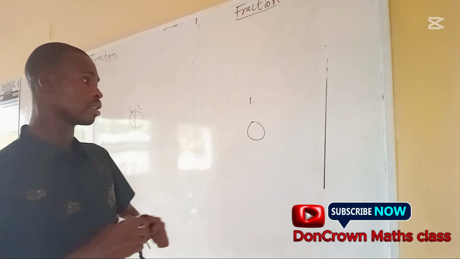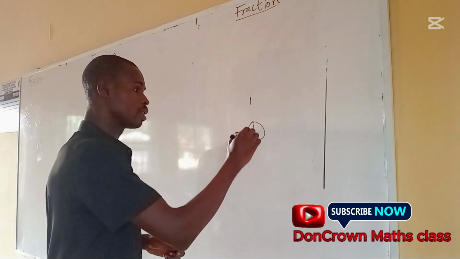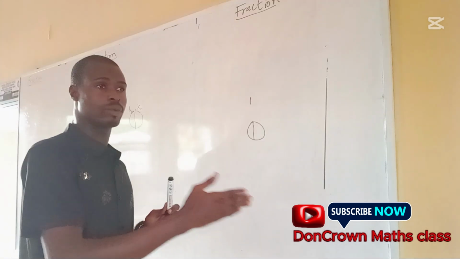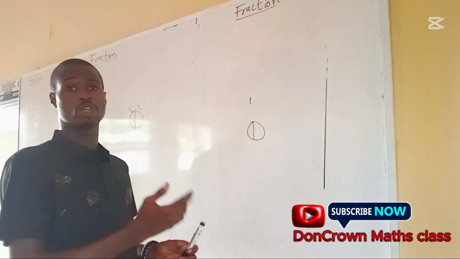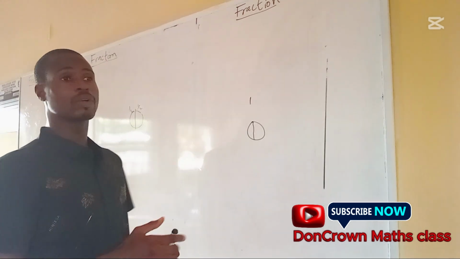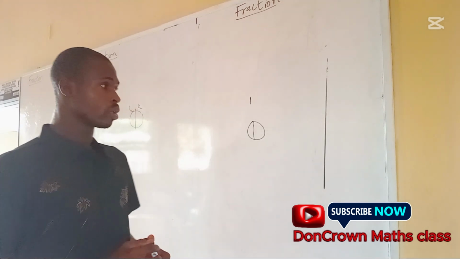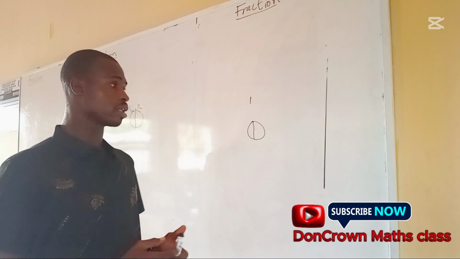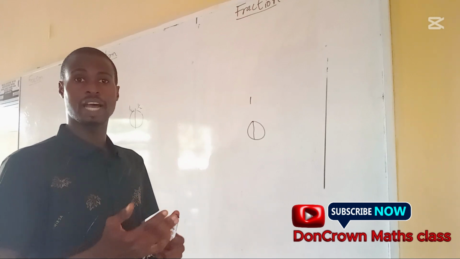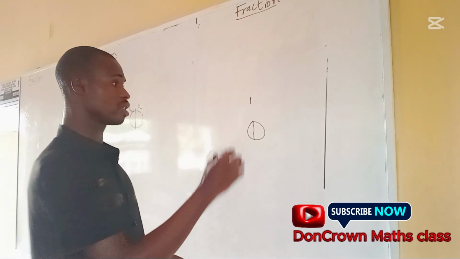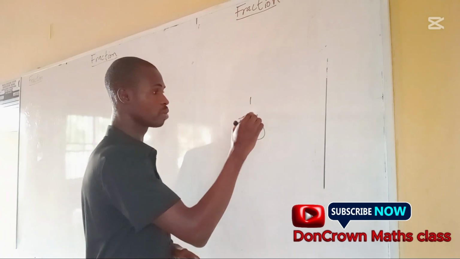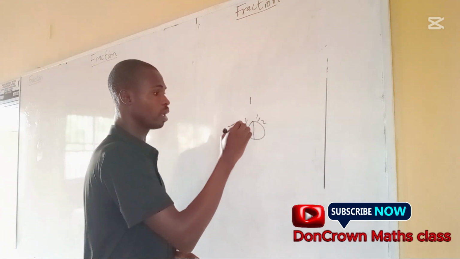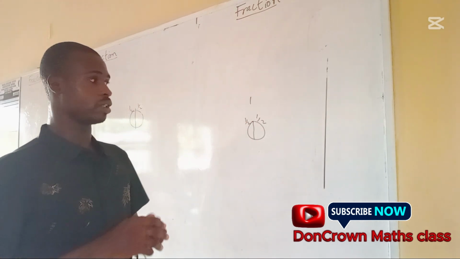It means that one student will take half, while the other person will also take half. In numbers, half is a fraction. Half as a fraction is 1/2. So we have 1/2 here and 1/2 here.